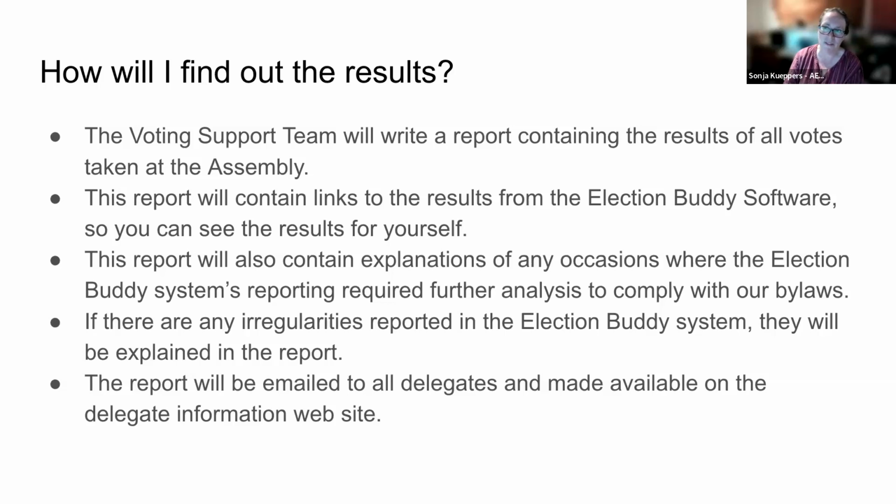An example of an irregularity would be if we extended the time on a particular vote. Like if we said it was going to end at 4, we plugged it into the system as ending at 4, and then we decided that actually it needed to keep going on till 4:30 because not everybody who said they wanted to vote was done voting. That would be an irregularity that we would then have to account for and explain. And that irregularity would also be reported to you in the Election Buddy system. That report will be emailed to all the delegates and made available on the delegate information website.